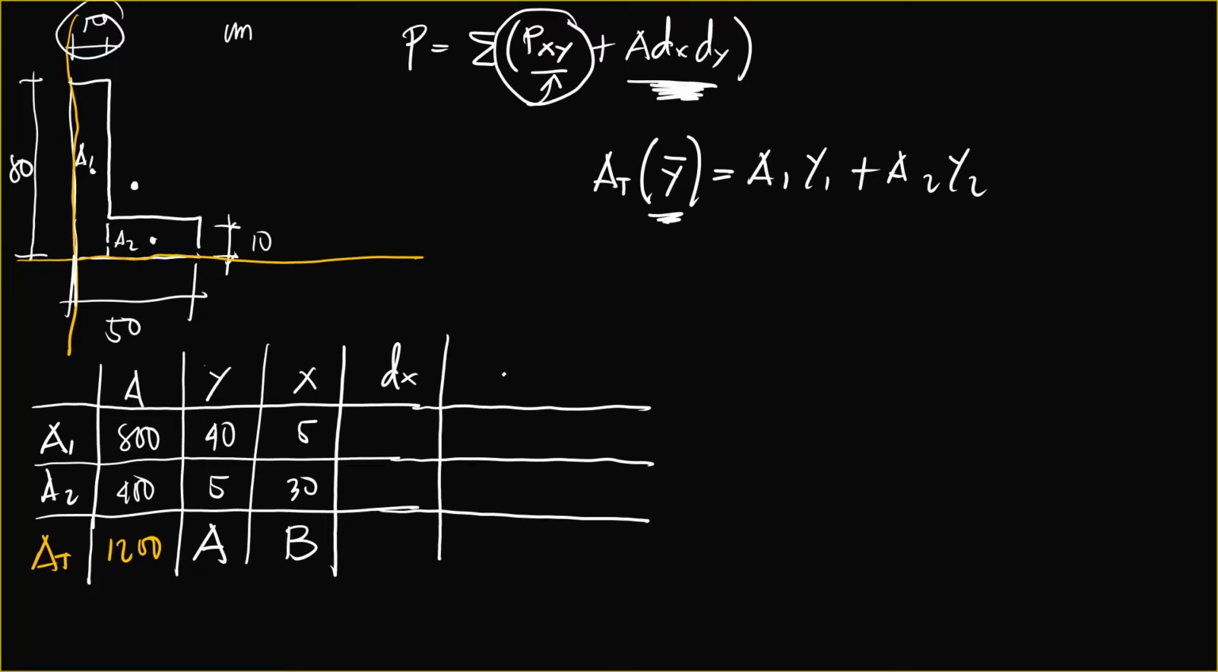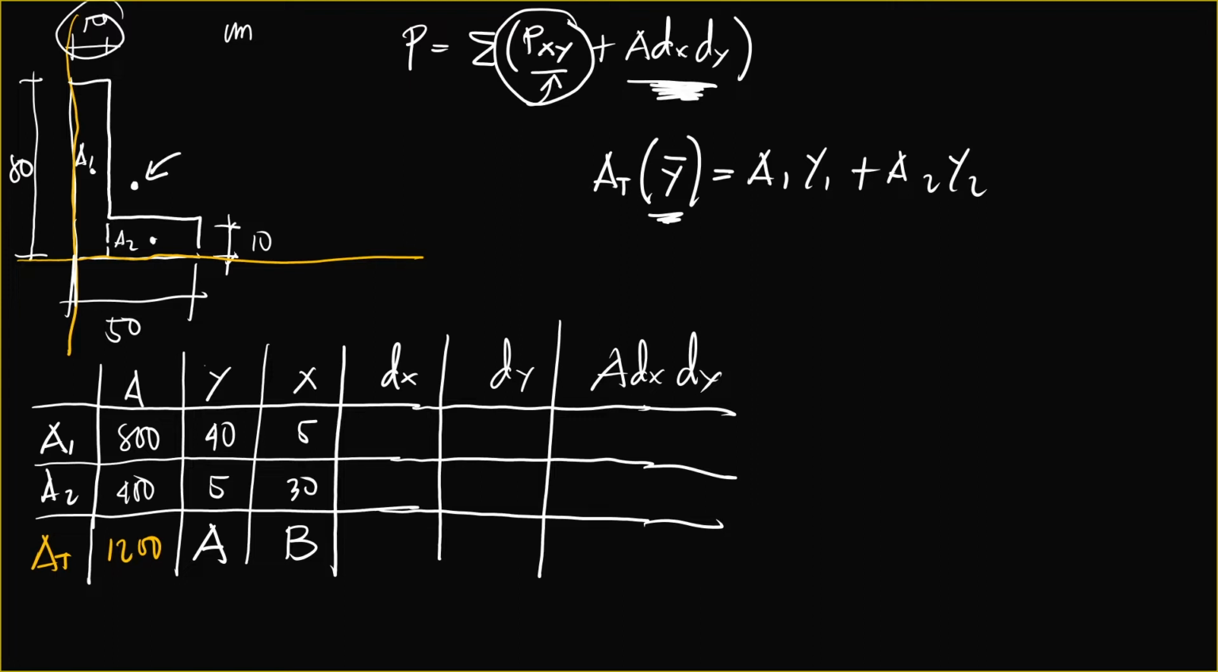DX, then DY. Then the last column, ADX, DY. What is the value of DX? DX means the distance of the centroid of A1 from the y-axis.